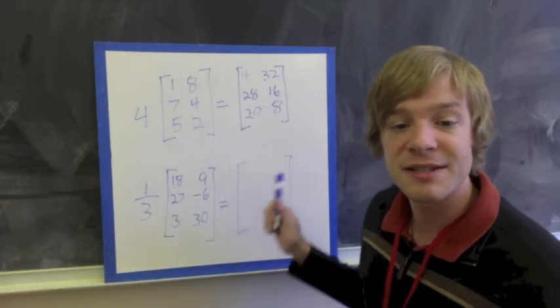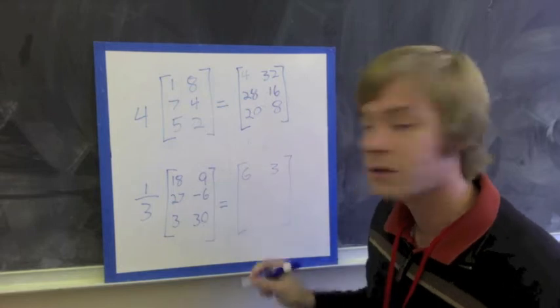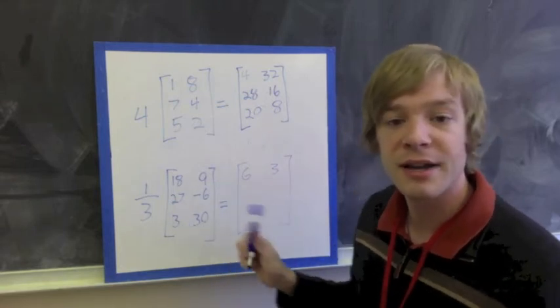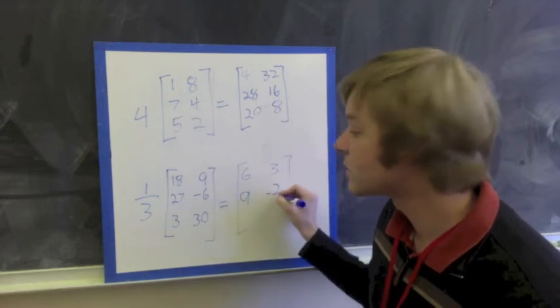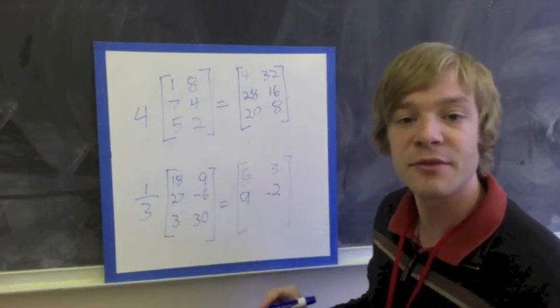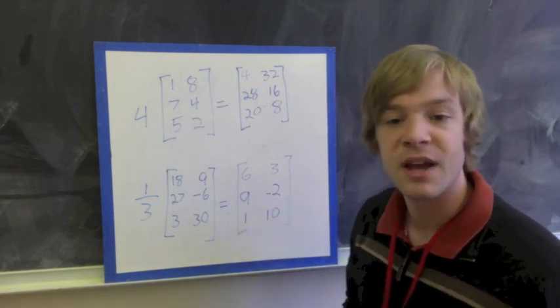get 6 and 3 on top, then 9 and -2, and then 1 and 10 for my final row. And that's all we have.